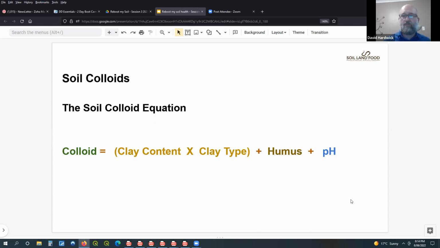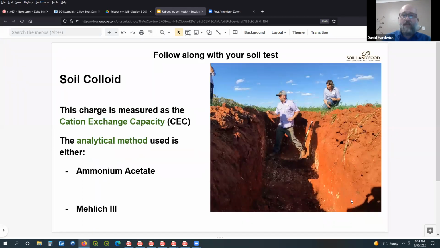So that's what gives your soil its charge, and we measure it in the soil with something called the CEC, which I'm sure some of you will have heard of. It's also known as the cation exchange capacity. The cation exchange capacity is a measurement of the surface charge on the soil's colloids, which are mostly clay, but they can also be the humus. So that's what we're talking about when we say the CEC. We're just talking about this charge in the soil.